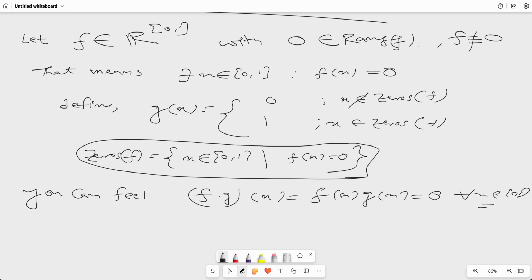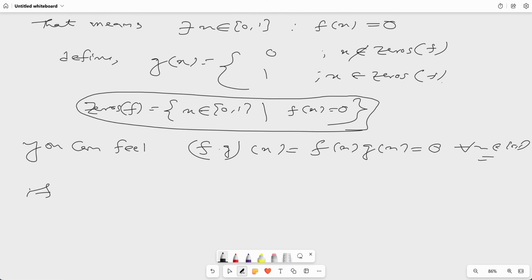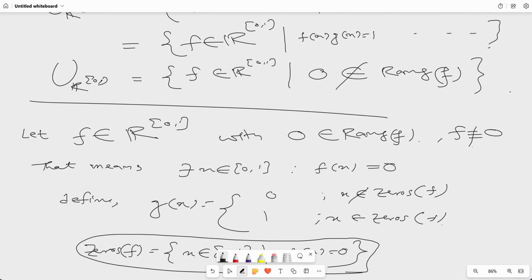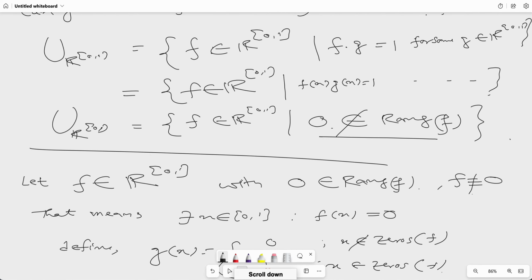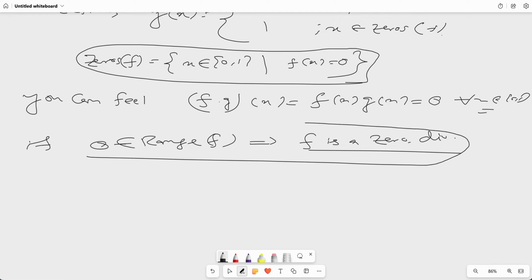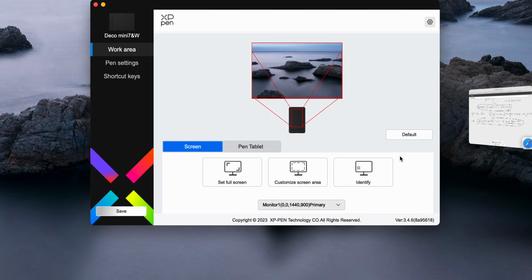So this means that if 0 is inside the range of f, this implies that f is a 0 divisor. Okay, if f is not a unit, that means that 0 is inside the range of f. If 0 is inside the range of f, this implies that f is a 0 divisor.